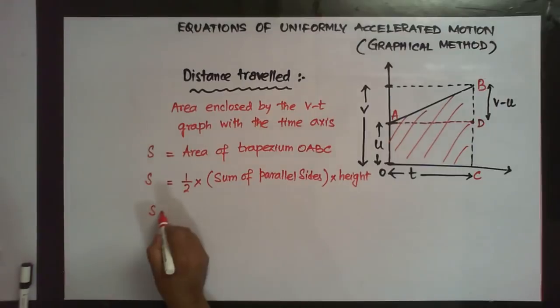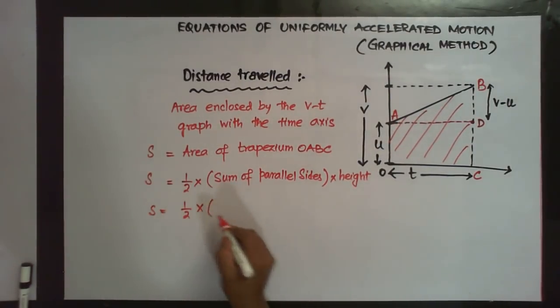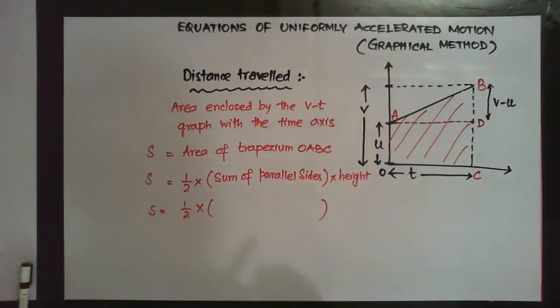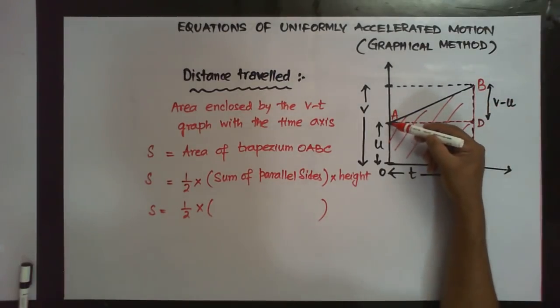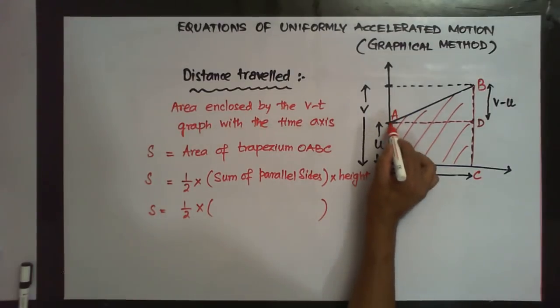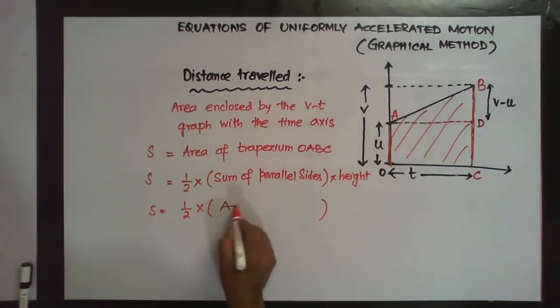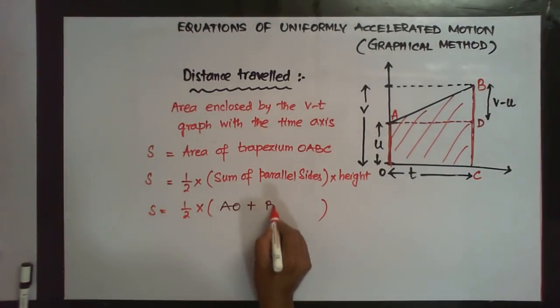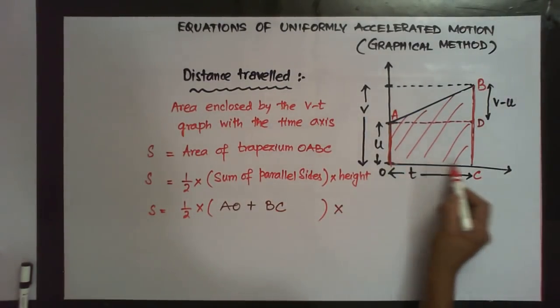So this is S is equal to half into the sum of parallel sides. What are the parallel sides here? If you look at the graph, BC and AO form the parallel sides. This is one of the parallel sides and this is the other parallel side, BC. So we can write AO plus BC, these are the parallel sides, into height, which would be OC.